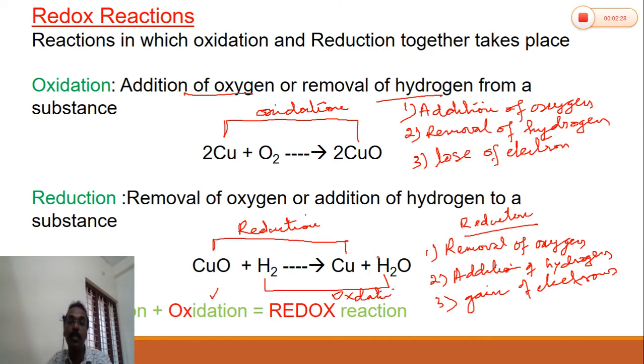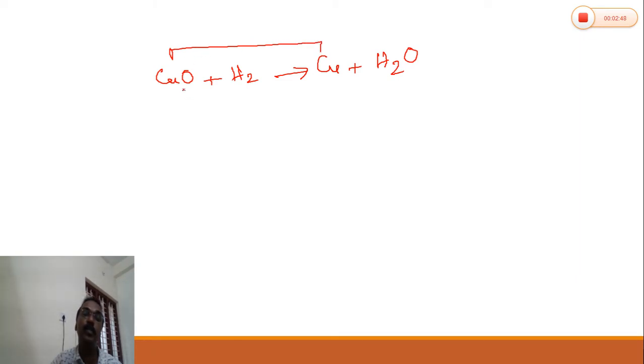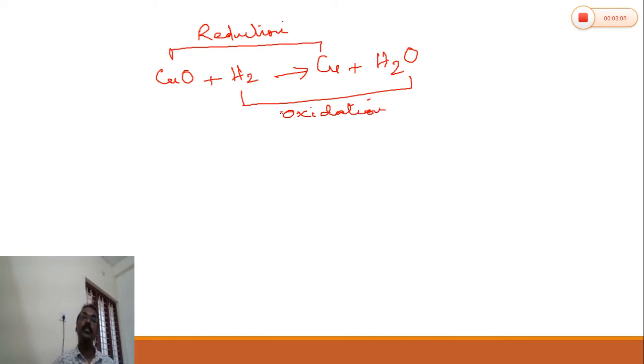So in this reaction, oxidation and reduction take place together. Let us write it one more time: CuO plus H2 gives Cu plus H2O. Copper oxide changes to copper. What happens to copper oxide? It removes oxygen, and removing oxygen means reduction. Hydrogen changes to H2O, oxygen is added, so this is oxidation. In this reaction, both reduction and oxidation take place together, so this is an example of a redox reaction.